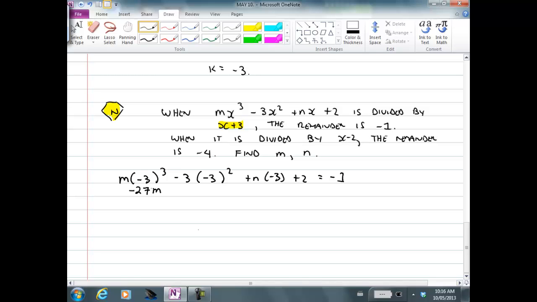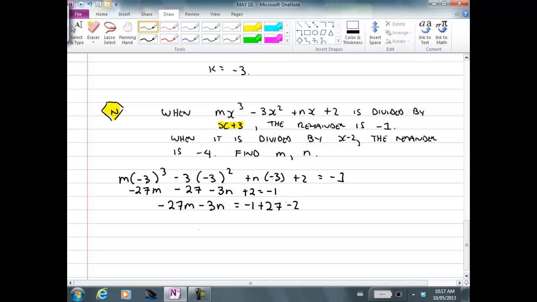That's negative 27m. This is going to be negative 27 also. This is going to be negative 3n. And this is going to be plus 2 equals negative 1. I like to just have all the m's and n's on one side. Some people like to have everything on one side set equal to 0. You choose whatever you like. So negative 27m minus 3n equals negative 1 plus 27 minus 2.